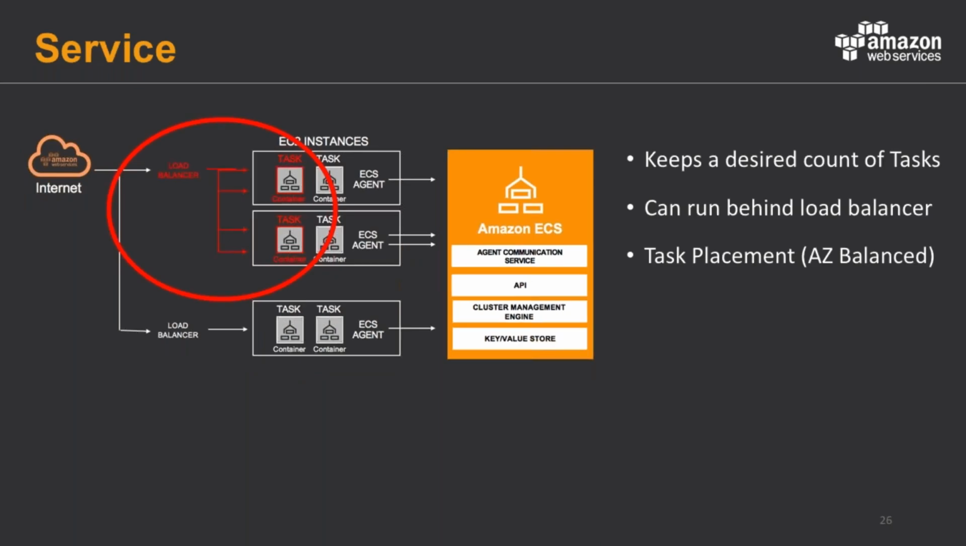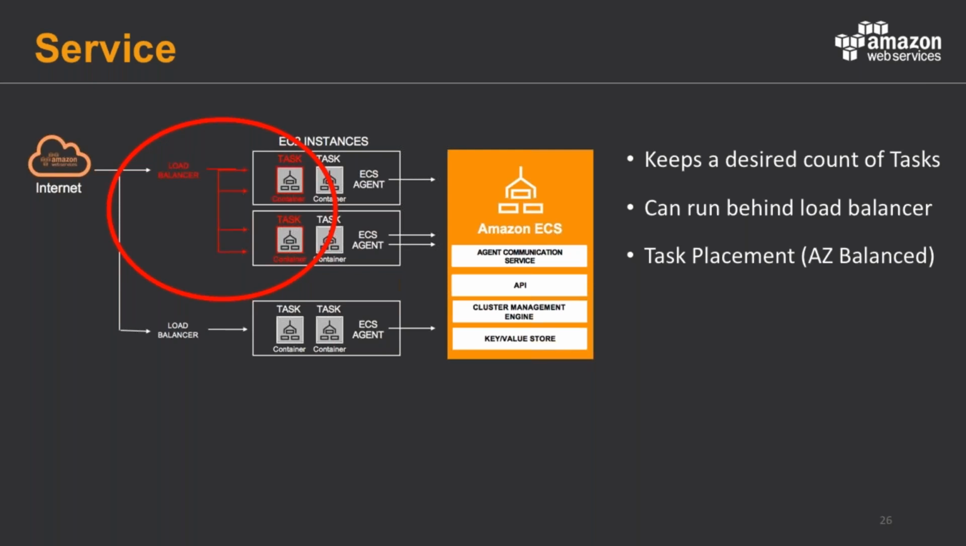And we have a service. The service allows you to run and maintain a number of different task definitions within a cluster. So if any of those tasks stop or fail, the scheduler will attempt to relaunch another instance of your task definition to replace it. And it's always trying to maintain that desired count, like an auto-scaling group. The service can run behind a load balancer, and that's going to distribute traffic to the tasks that are associated with it. We're going to have a look at that in the demo.